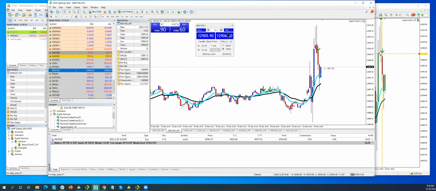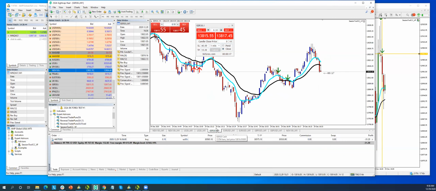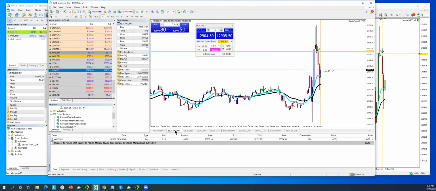Oh, what's going on over here? Okay, let's put this over here against this level over here. See if the German has any setups. Nope. So really, the only clear setup here was the NAS setup.